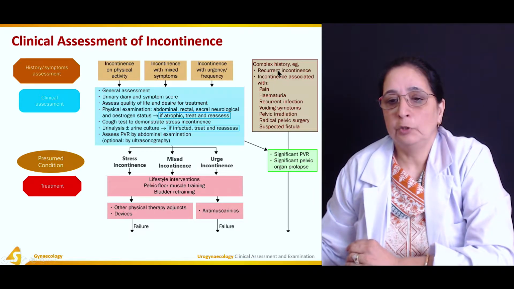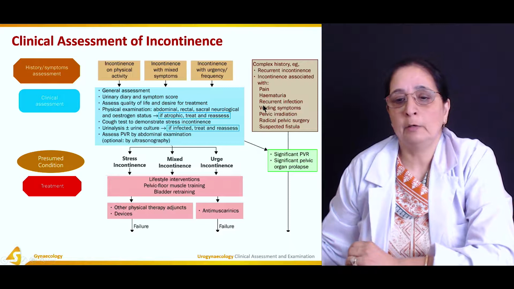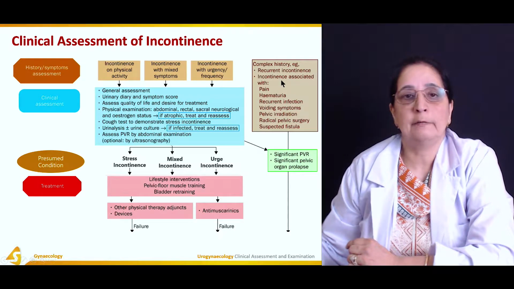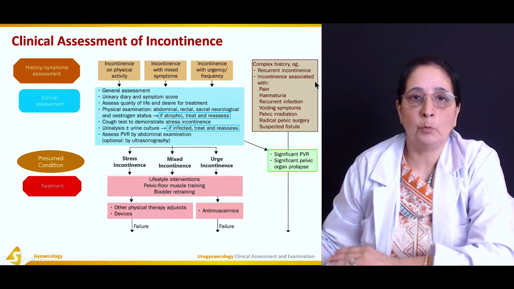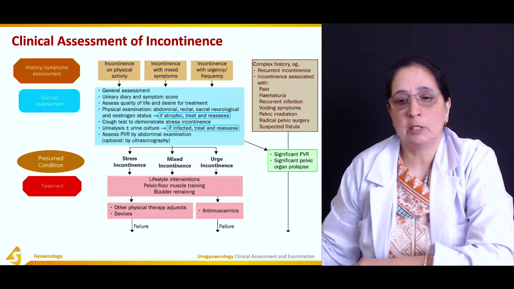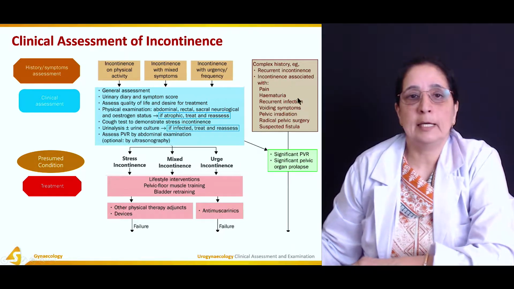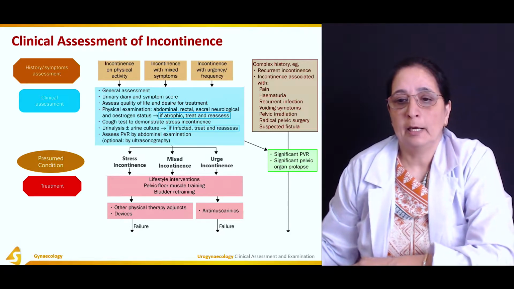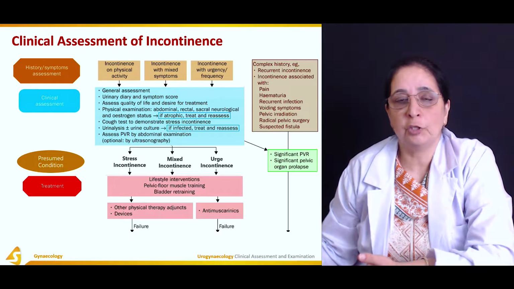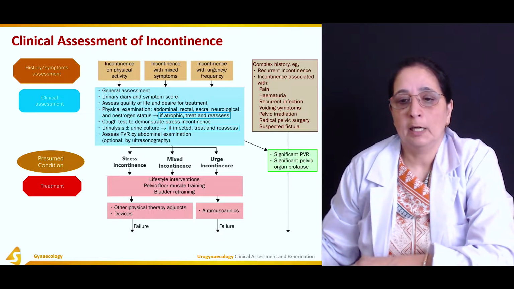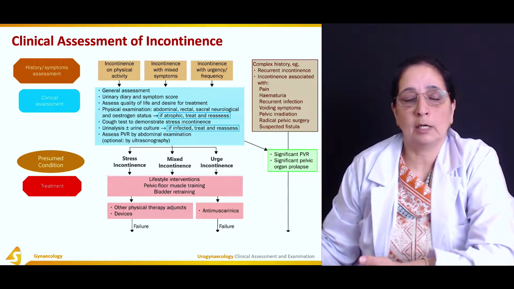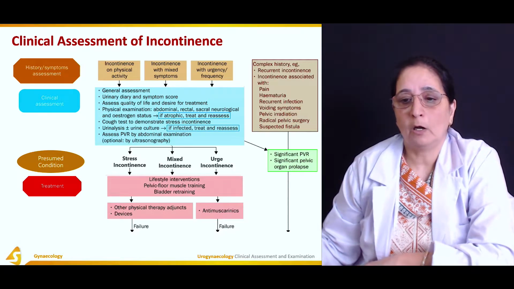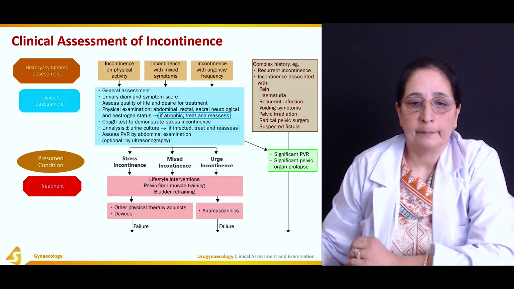In the history, we should also ask the patient if they have associated pain with the process of urination, if there is any hematuria or blood coming with the urination, if they have any history of infection, if they have any radiation history, if they had any history of surgery, all that should be asked.